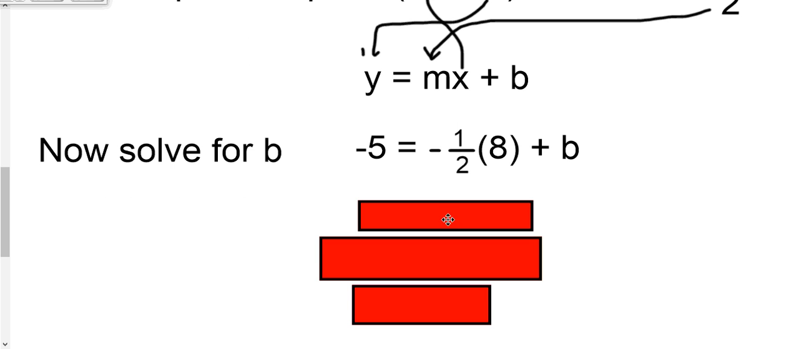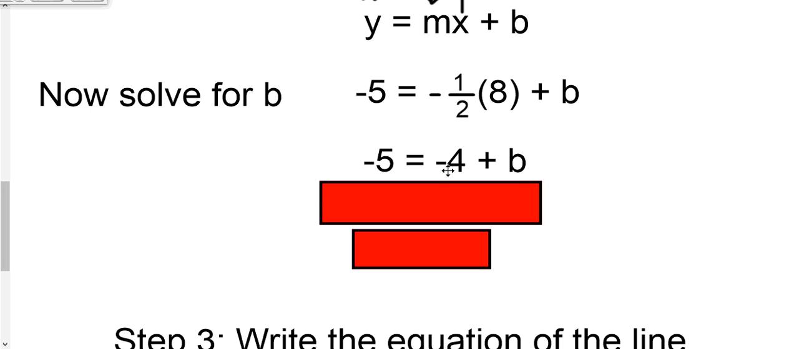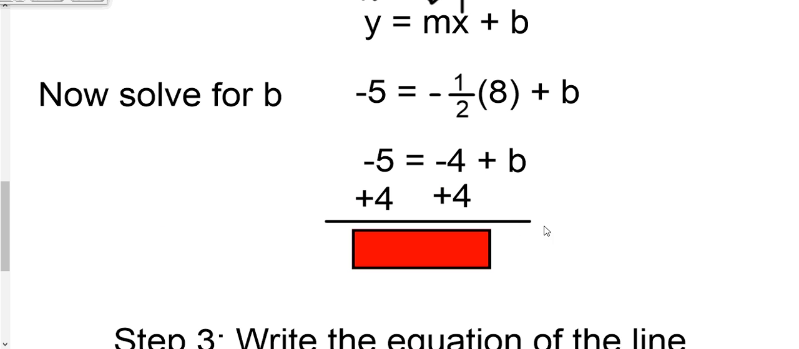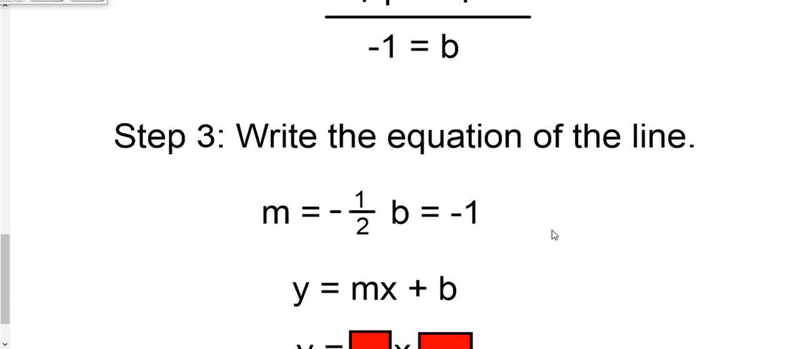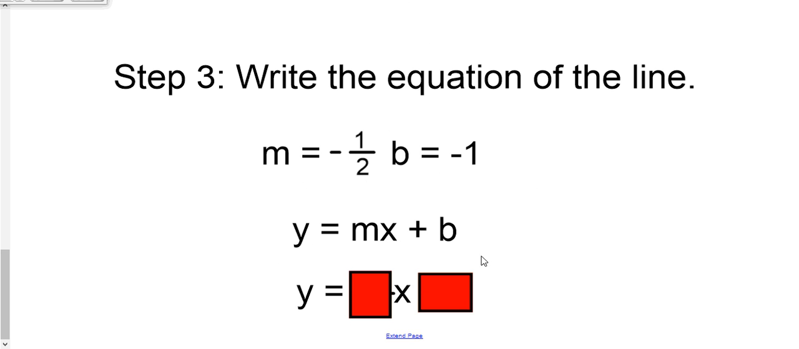Our first step after that is the same, multiply the m and the x. And you should get -4. And then to isolate the b, we get rid of this -4 here with +4. And then -5 + 4 is -1. So now we've got the slope is -1/2. The y-intercept b is -1. We just substitute them into the slope-intercept form, and we get y equals -1/2 x minus 1.